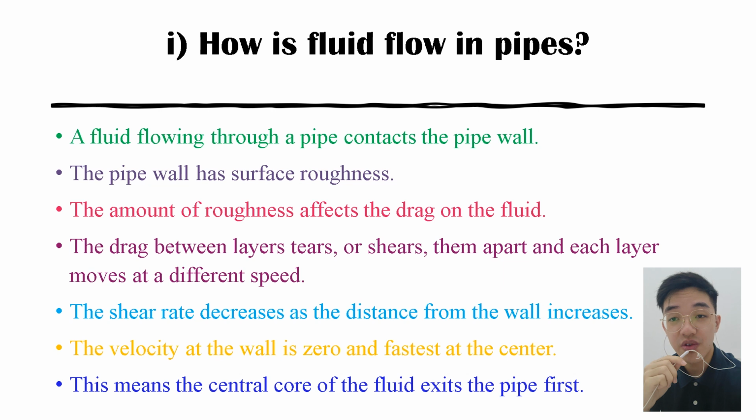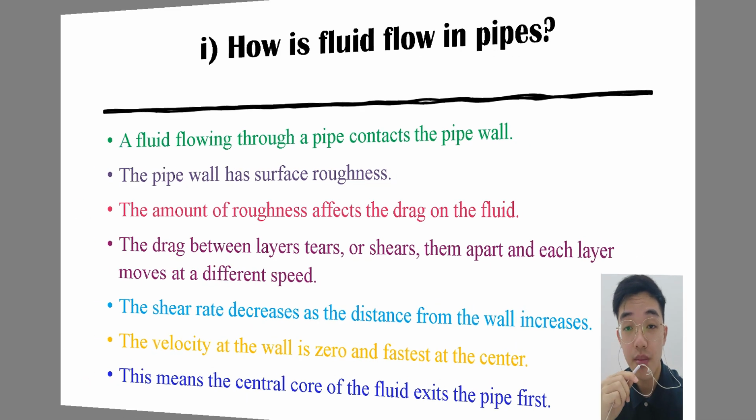So, when the fluid is flowing through the pipe, the fluid will contact the pipe wall. The pipe wall has surface roughness and the amount of roughness will affect the fluid drag. The drag between the layers will spread them apart and each layer will move at a different displacement. This drag rate decreases as the distance from the wall increases. So, it means that the velocity of the fluid at the wall will be 0 and fastest at the center. This means the center core of the fluid will always exit first.